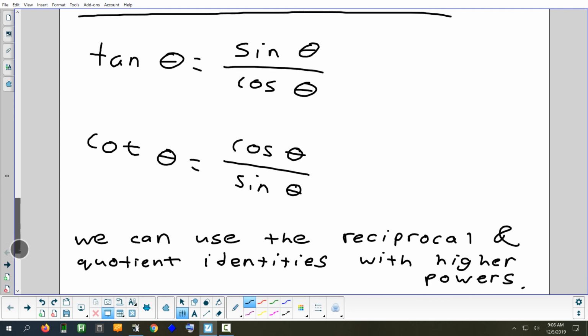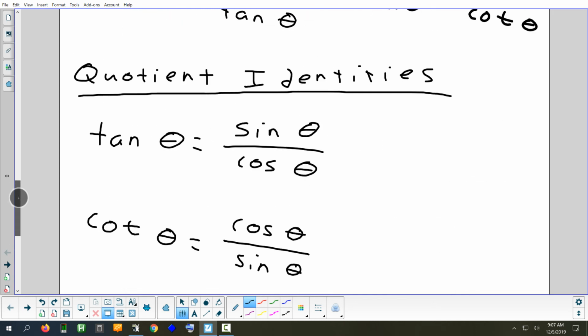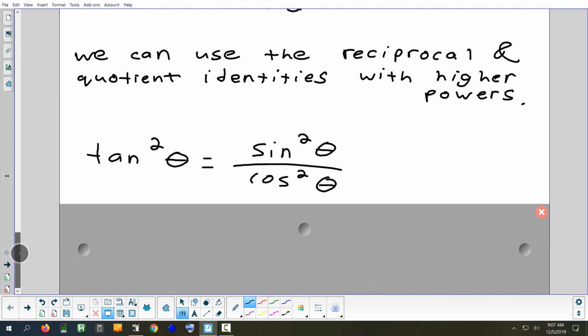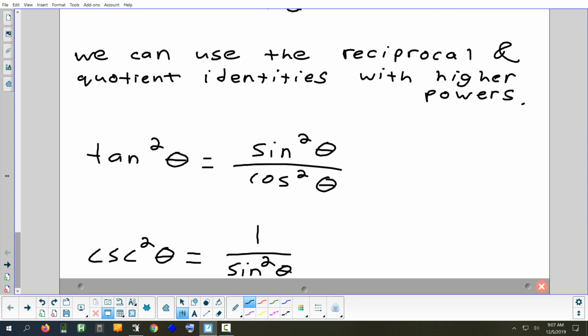Well, all of these identities work with higher powers. So if tangent is sine over cosine, then tangent squared is sine squared over cosine squared. Tangent cubed would be sine cubed over cosine cubed. I could write down a bunch of them. And same thing with the reciprocal identities. If you flip the sine, you get the cosecant. If you flip the sine squared, you get the cosecant squared. What if you flip the sine cubed? What do you think that would give you?